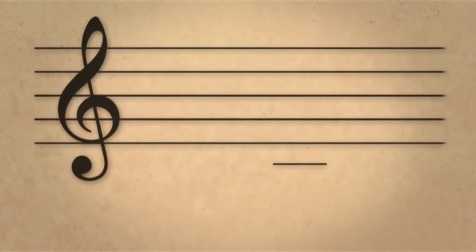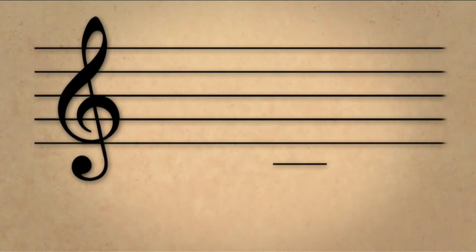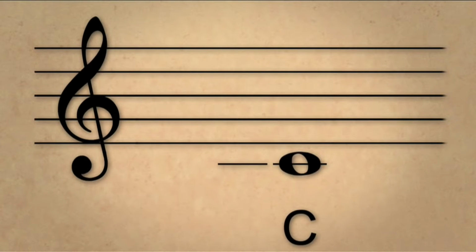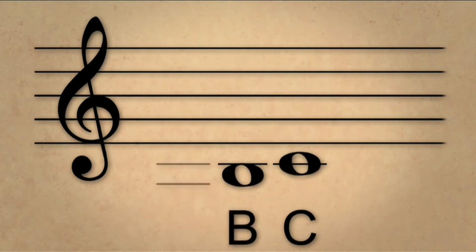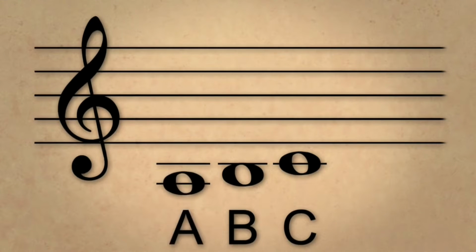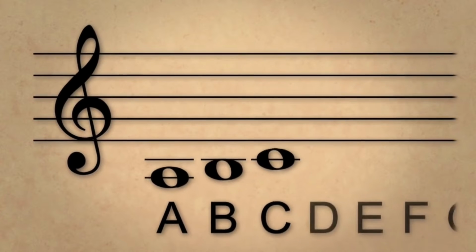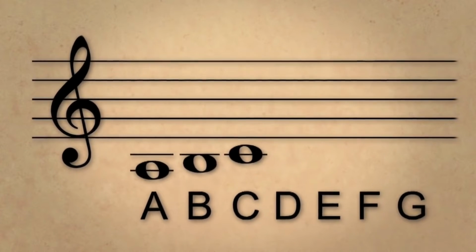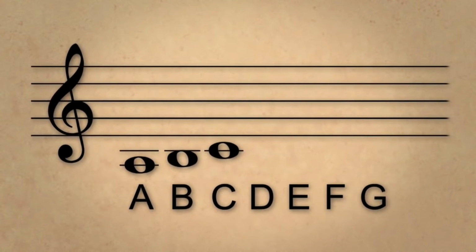Let's go back to the single ledger line below the treble clef staff. This note is a C. If we add a note below this ledger line, we create a B. And if we add a 2nd ledger line and place a note on that 2nd ledger line, it will be an A. We always remember that it is the 7 letters of the alphabet that we use in naming notes.